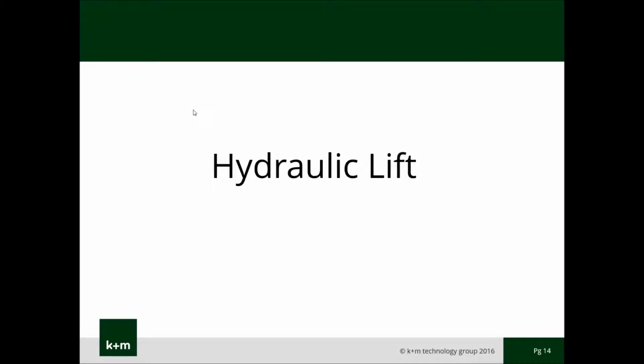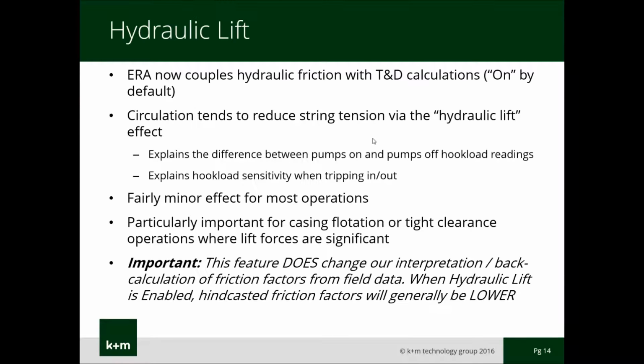The last feature we need to discuss is hydraulic lift. ERA now couples hydraulic friction to its torque and drag computation. In general, circulation tends to reduce tension in the string due to the increased annular friction pressure pushing up on the string. This phenomenon explains why we tend to see different hook load readings when the pumps are on versus when the pumps are off, and why we tend to see that the hook load varies when we increase or decrease our running speed when tripping in or out of the well.